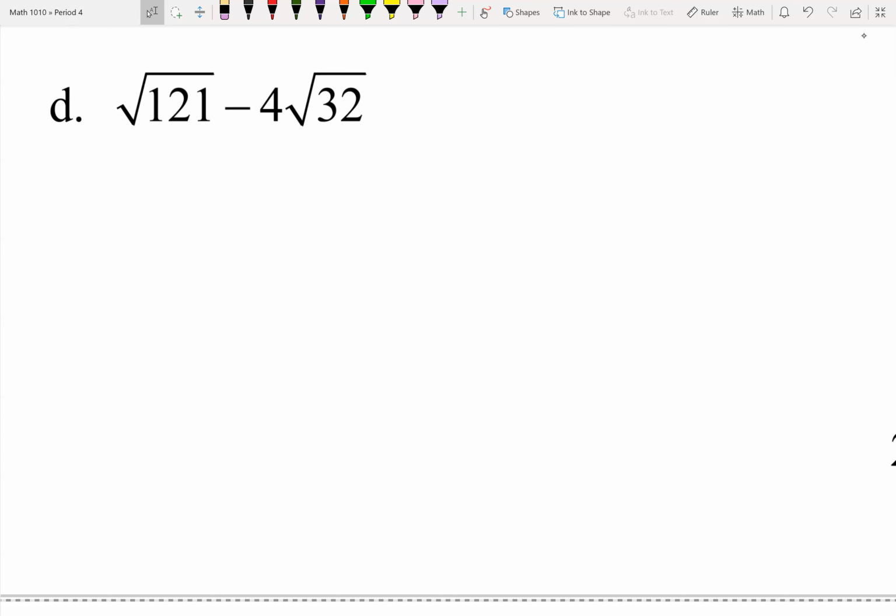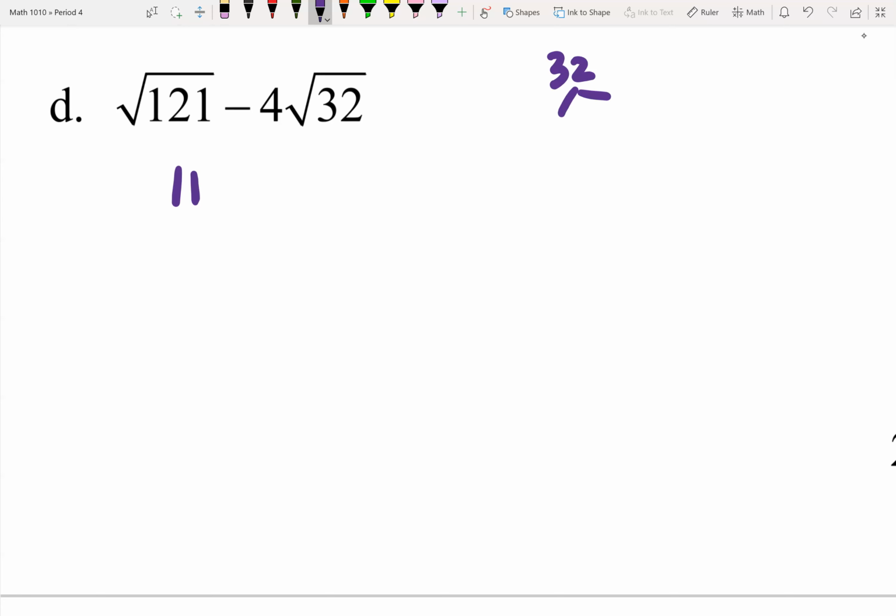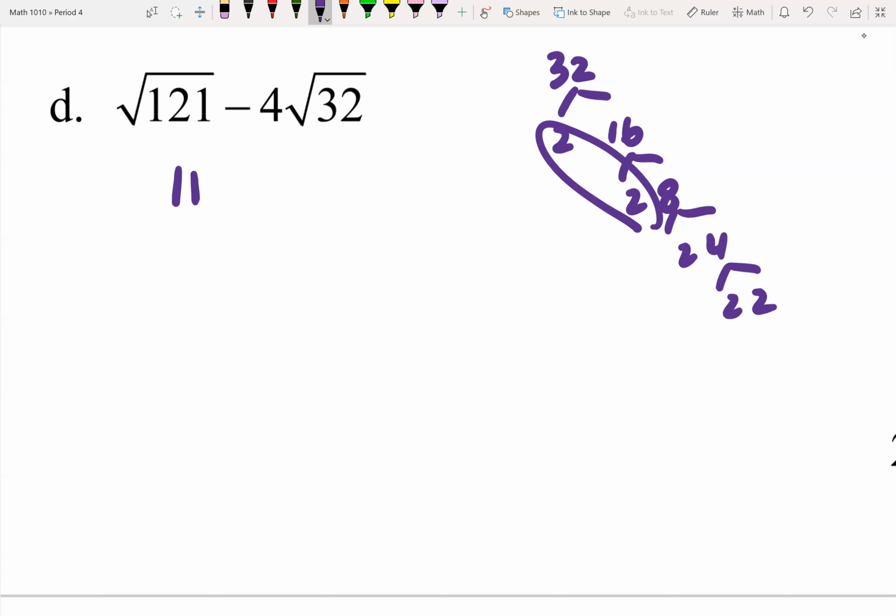Okay, square root of 121. Everybody talk to me about that. It's an 11. 11 times 11 is 121. You're exactly right. Now take your 32 and break it down. So 32 is 2 times 16. 16 is 2 times 8. 8 is 2 times 4. 4 is 2 times 2. These two 2's come out as a single 2. These two 2's come out as a single 2.